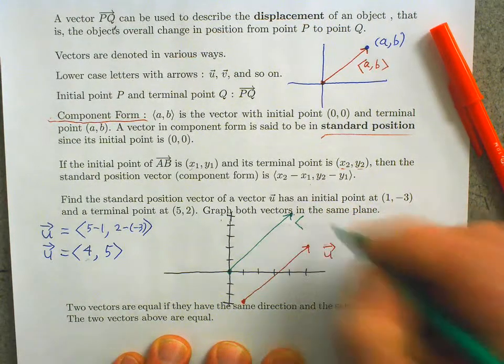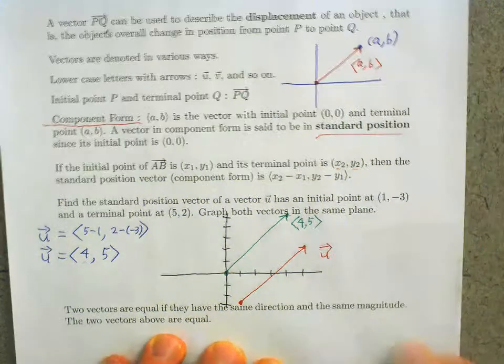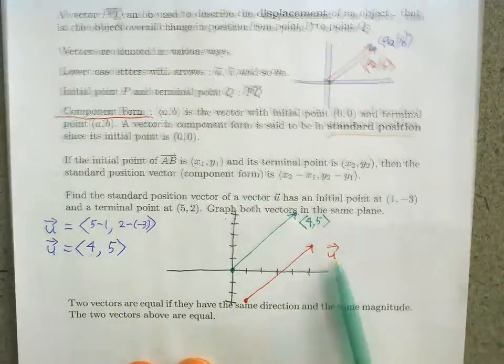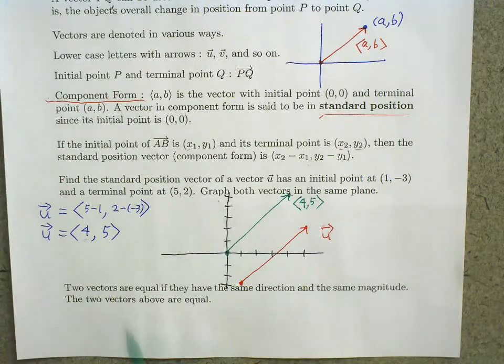This one up here is in component form, <4, 5>, and vector u down here is not in standard position. Okay, so to reiterate, two vectors are equal if they have the same direction and the same magnitude. The two vectors above are equal.